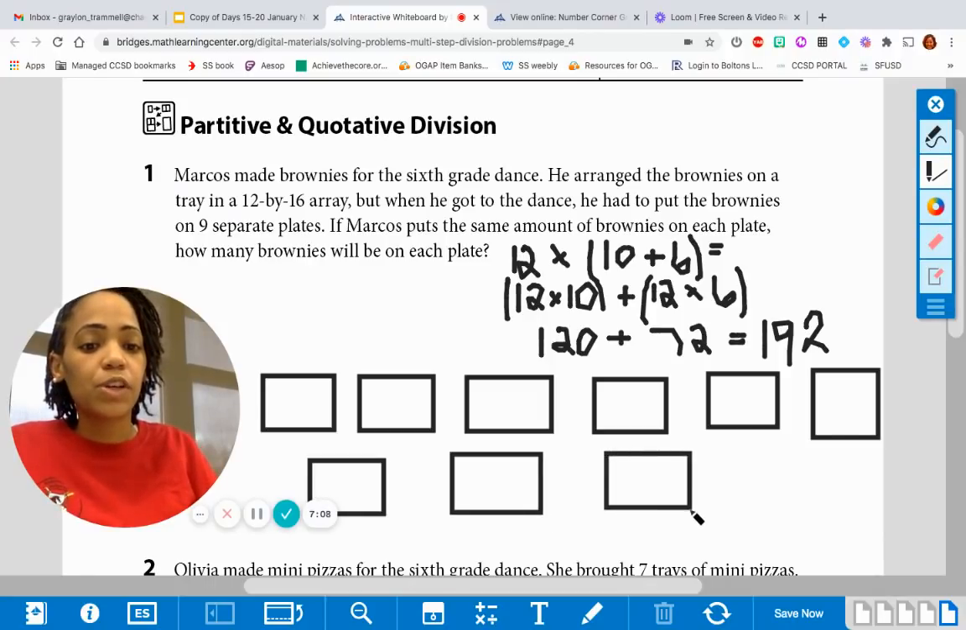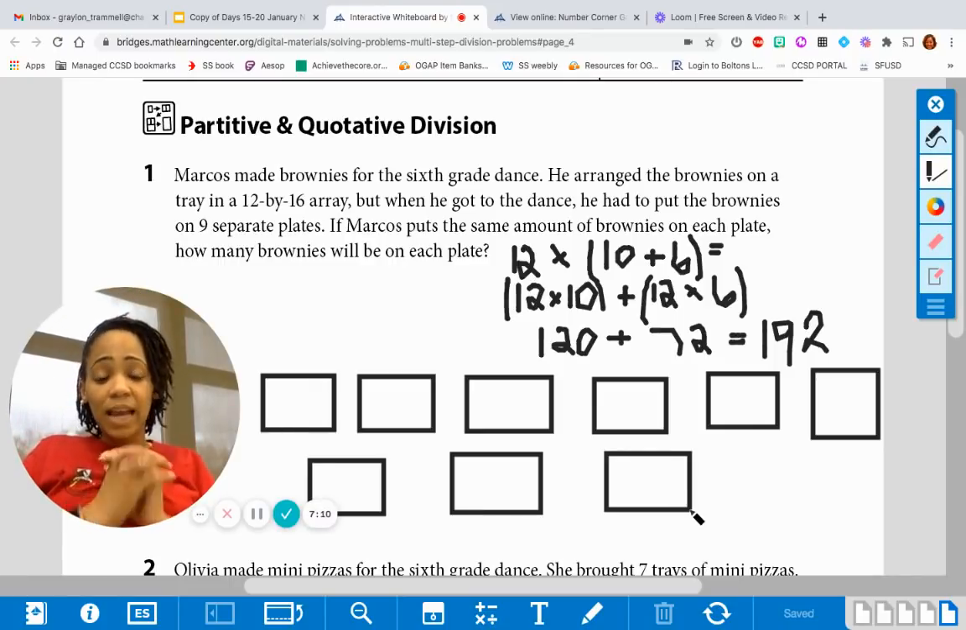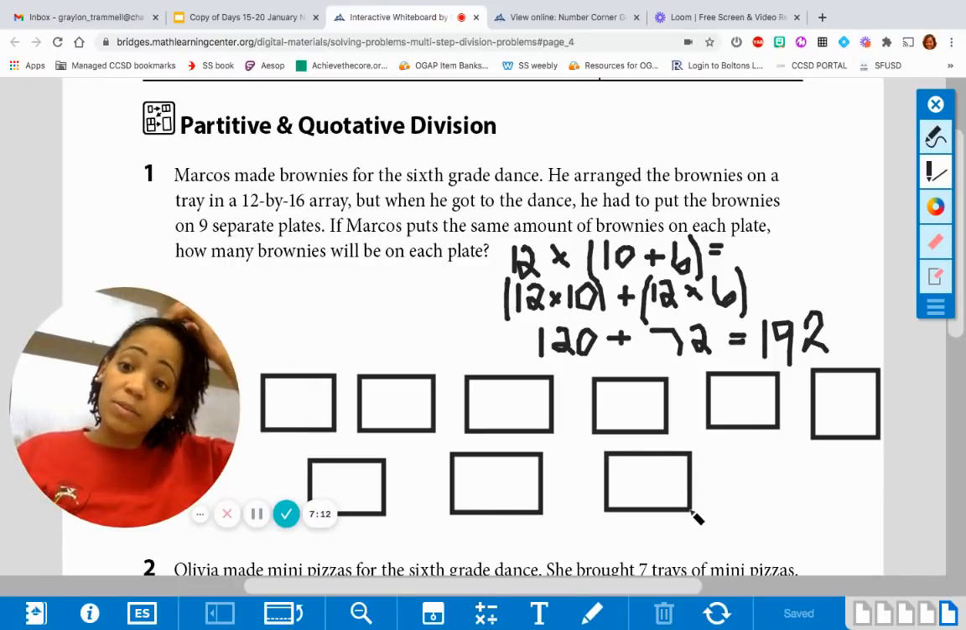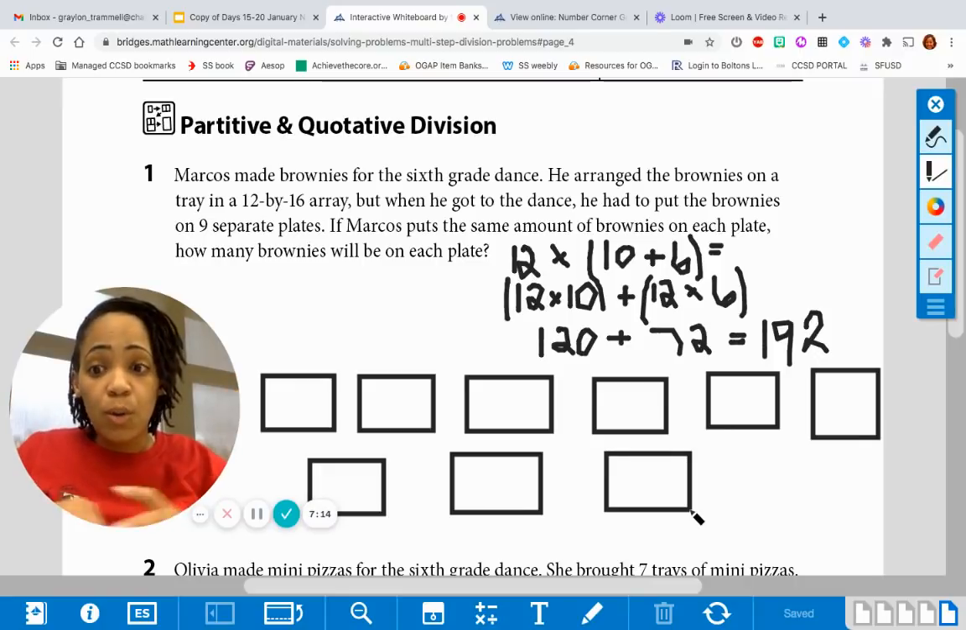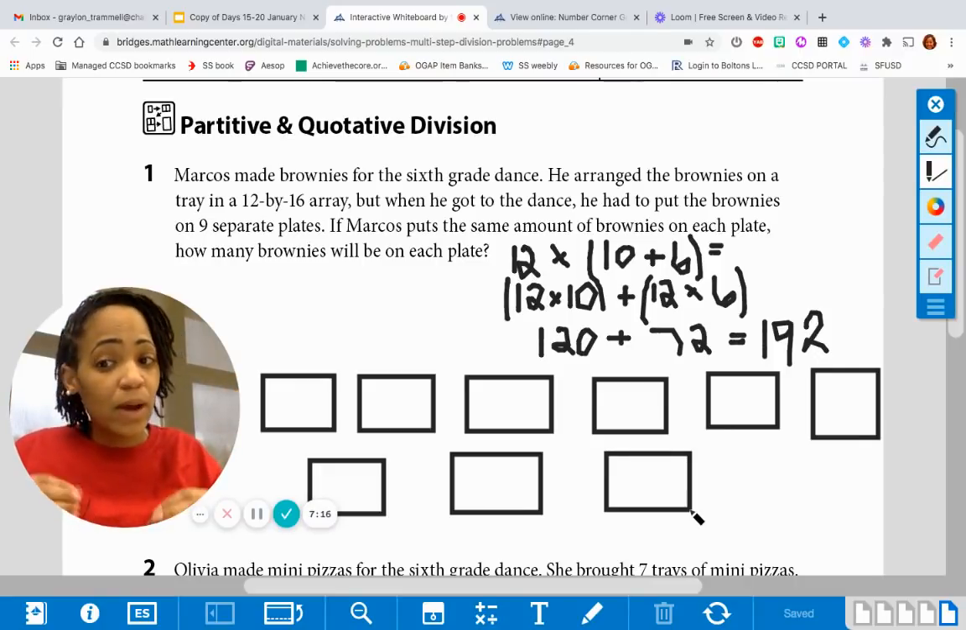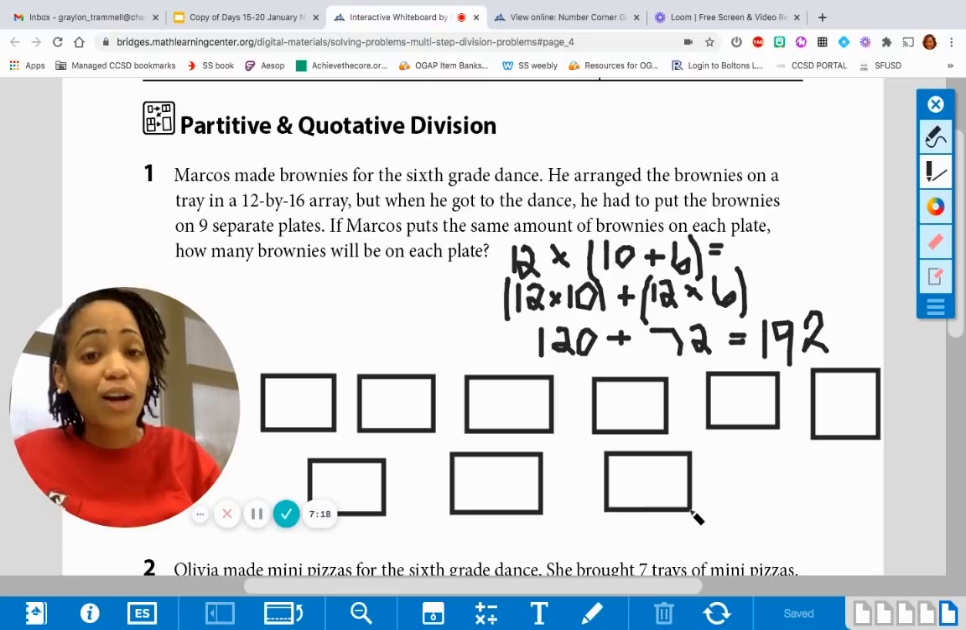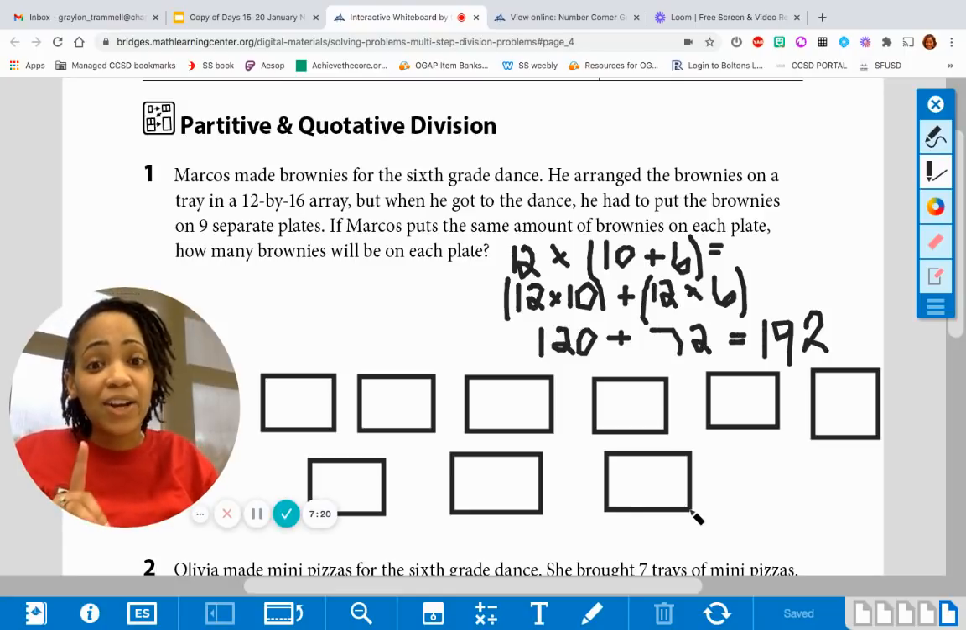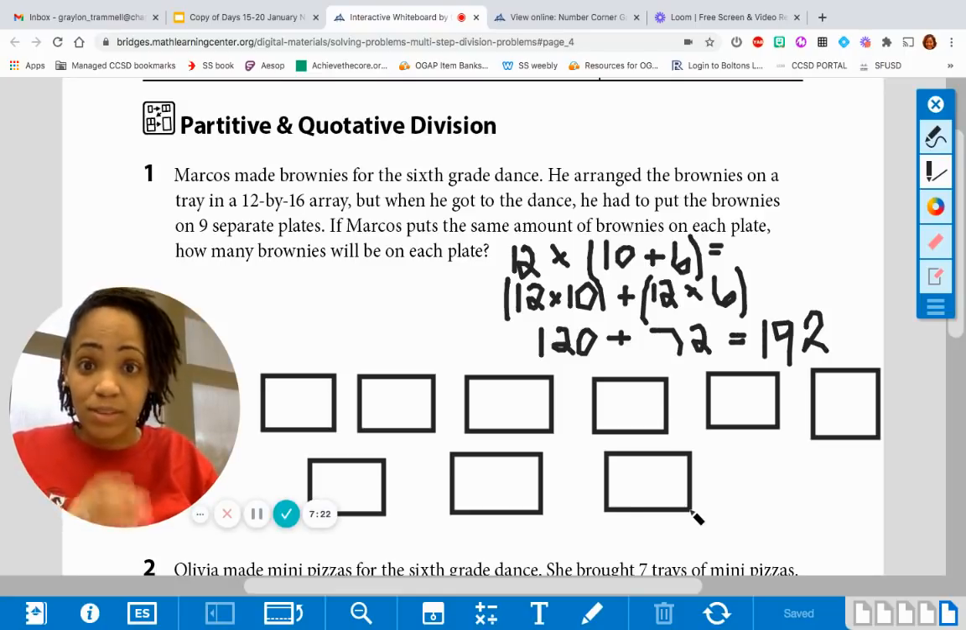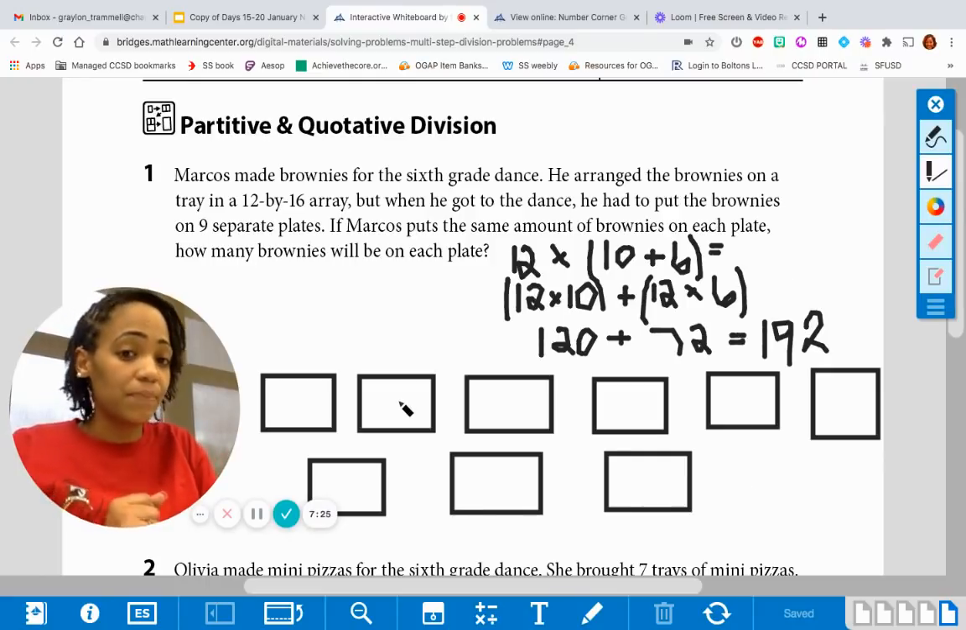All right, so hopefully you have your 9 plates. And so now we need to figure out how to solve this problem. We know the total. We know how many groups. Our job is to figure out how many are going to go in each group. So how many brownies can we put on each plate?